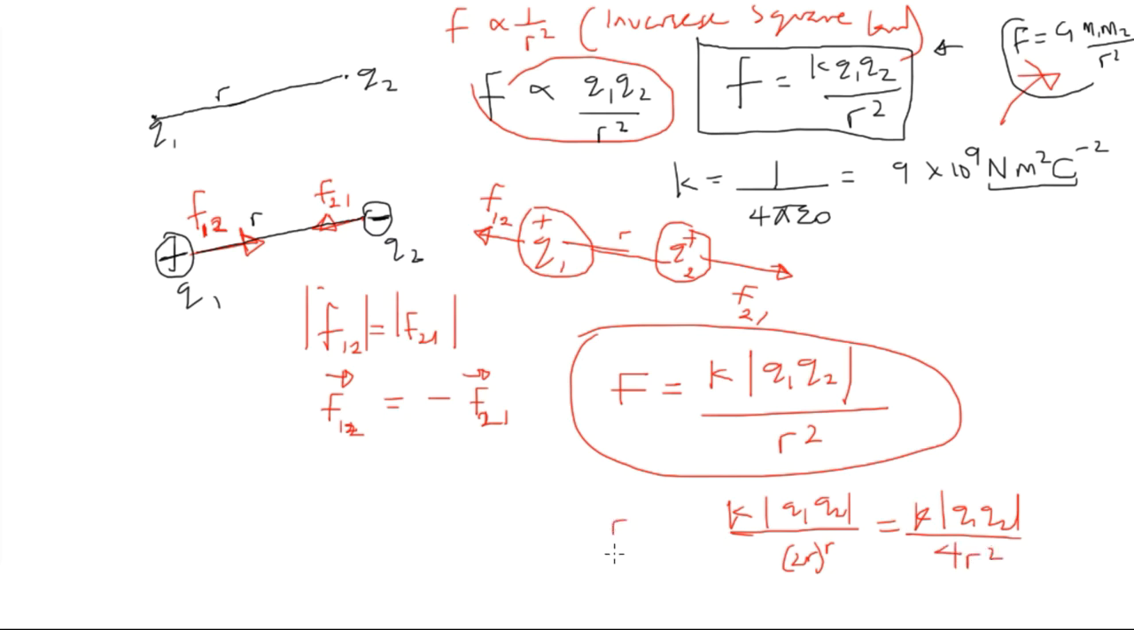Don't forget this is the force. It means the force is 1 over 4 times K Q1 Q2 upon R squared. So the force is reduced by 1 quarter. But if we reduce the distance by half, the force will be increased by 4 times its initial value. So let's solve some problems.